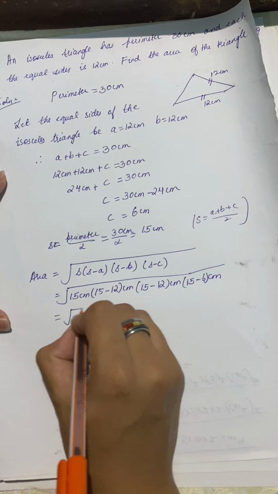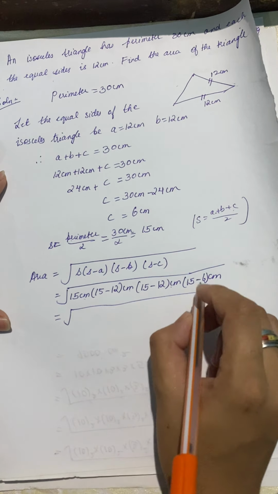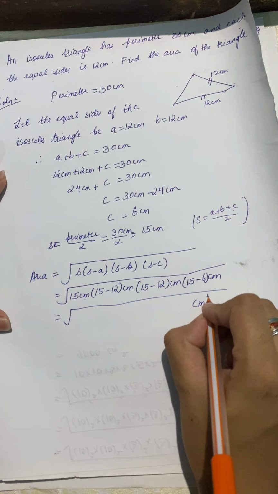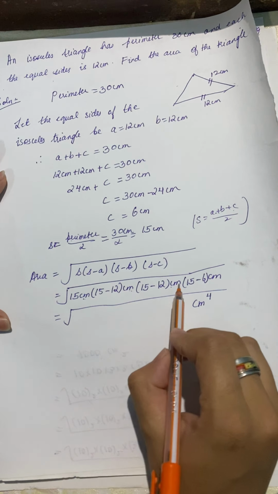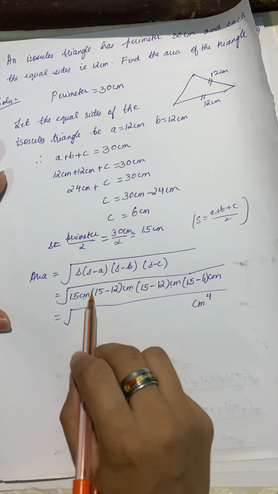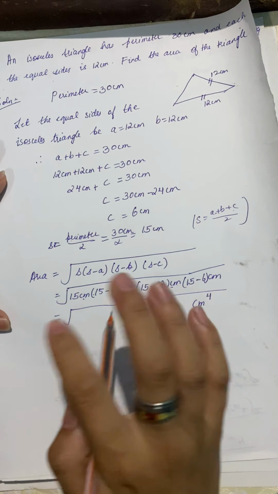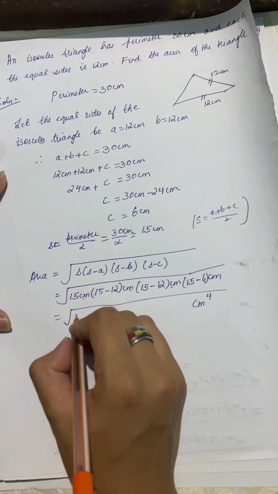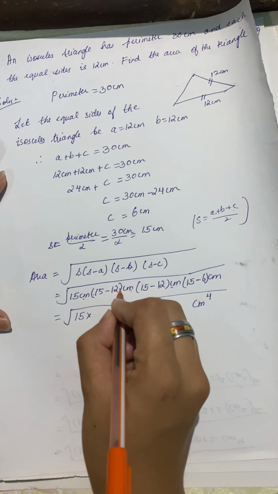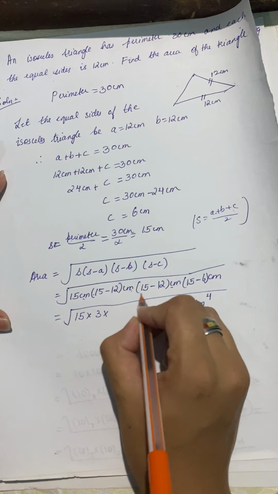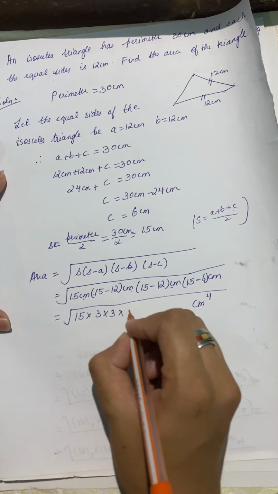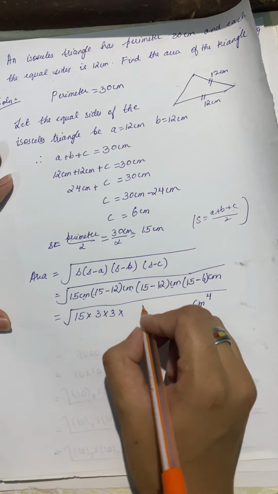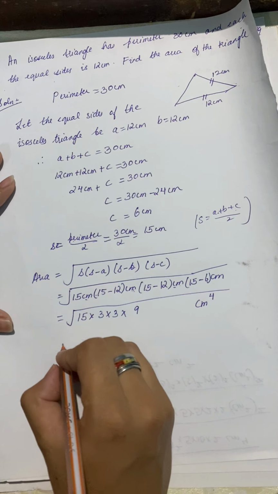Now you can just open up the bracket, take all the centimeters to one side, so you can write this as centimeter to the power 4. Clear? You're multiplying centimeter 4 times, okay? So centimeter into centimeter into centimeter into centimeter, centimeter 4 times. So I'm just directly taking centimeter to the power 4. Now you have 15. 15 minus 12 gives you 3. 15 minus 12 gives you 3. 15 minus 6 gives you 9. Clear up to this much?